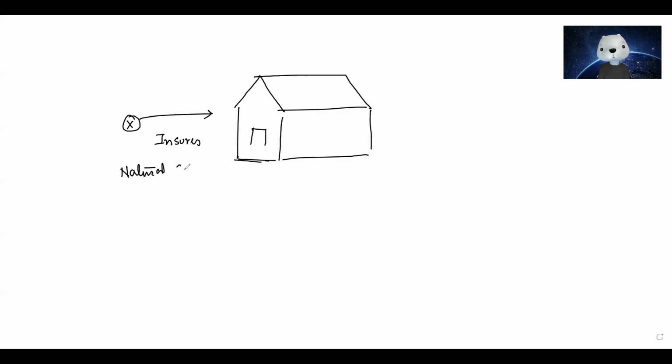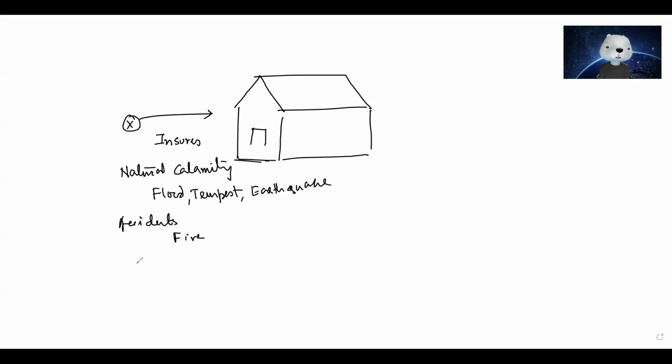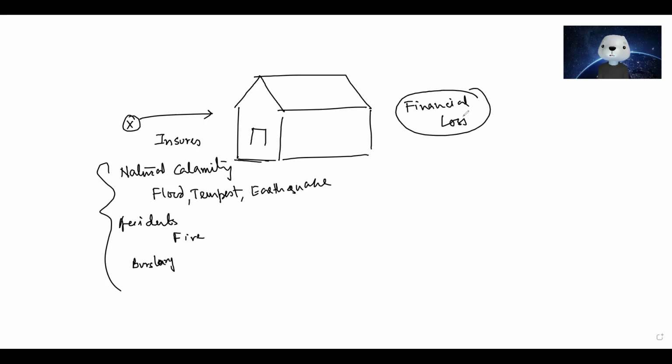So it could be natural calamity, for example, flood, tempest. It could be accidents, for example, fire, earthquake included here. Or it could be forced break-in like that of burglary. Now, in either of these cases, the damage that the house may suffer would cause a tremendous amount of emotional as well as financial loss. Hence, to avoid the financial loss or to be compensated for it, Mr. X is going to approach the insurance company.